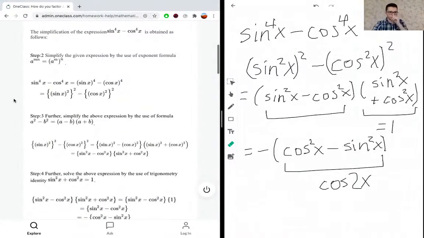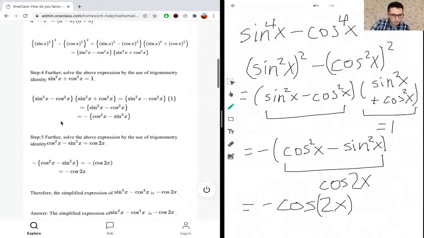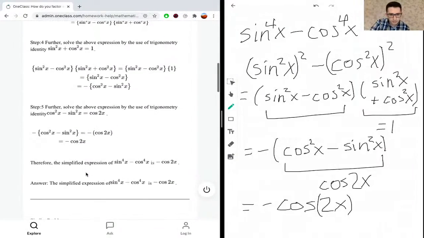Getting back to the question, we'll end up with negative cos 2x. I'll put this in brackets so it's clear. You can't simplify this down any further. That's your final answer. Let's double check the solution over here. Yep, they come up with the same final answer, negative cos 2x.